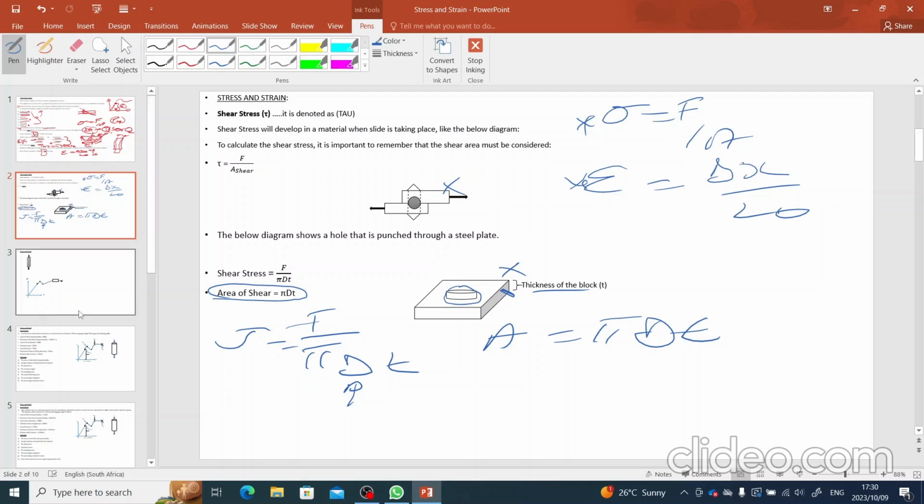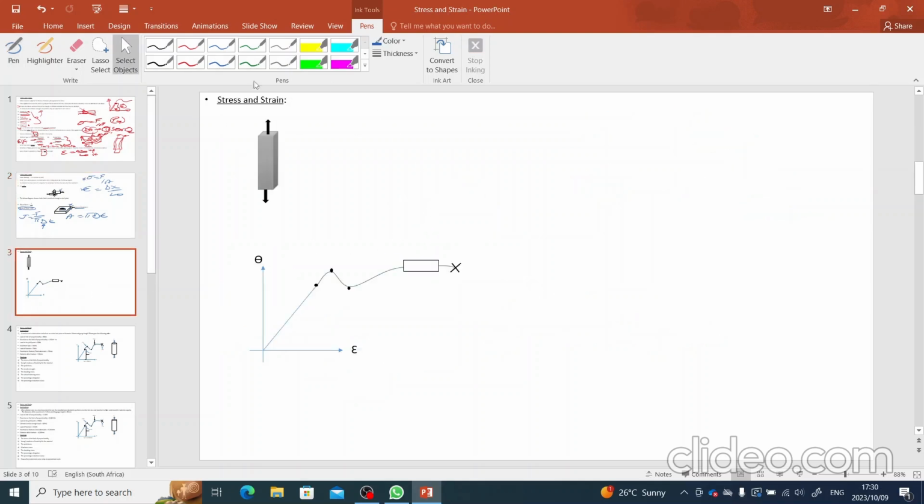Okay. Now let's continue. If you are given a test piece like this one and there's a force applied, this material, like I said, will experience a change in length and in cross-sectional area. Before the deformation takes place, this material will undergo certain stages, of which you need to know how to plot, how to label, and how to explain those stages. We said the first stage here is the limit of proportionality.